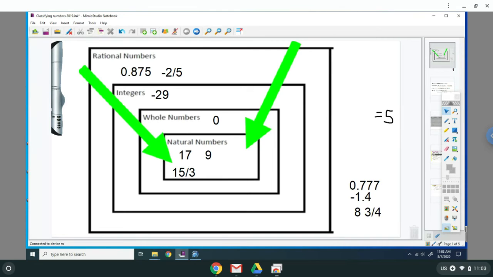So now we're going to try 0.777. Okay, it's going to be a rational. It cannot be an integer because it's a decimal, so it has to stay here. So 0.777 is just a rational number.